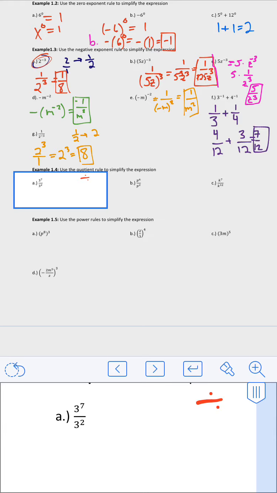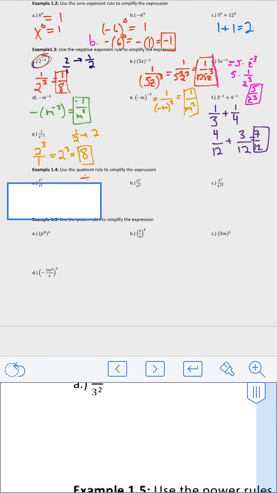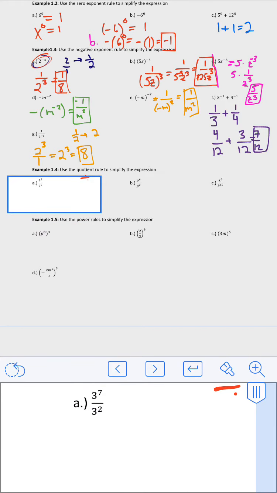Just like in the product rule, we had to have the same base so that they would all combine together. Here we're going to have the same base because we want them to cancel. So there's two ways to think about this. The first one is you can subtract them, and we'll come back to that one in just a sec. But the second one is a breakdown and canceling.